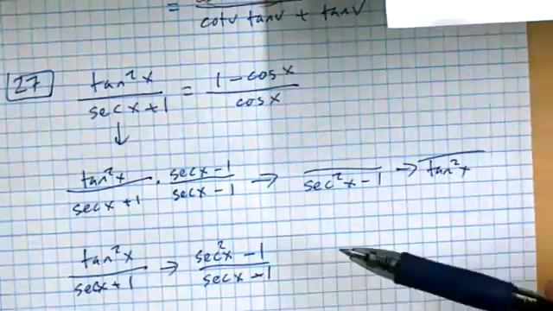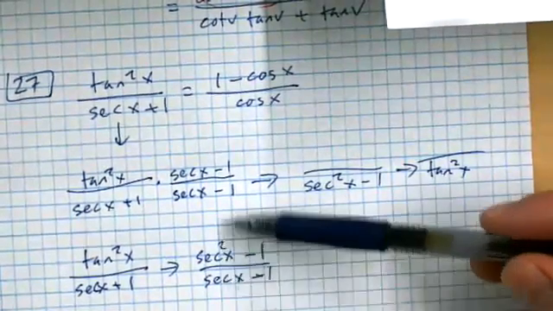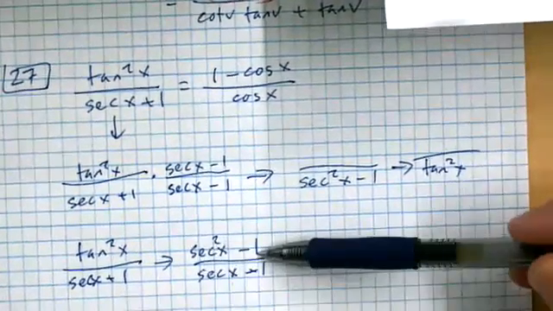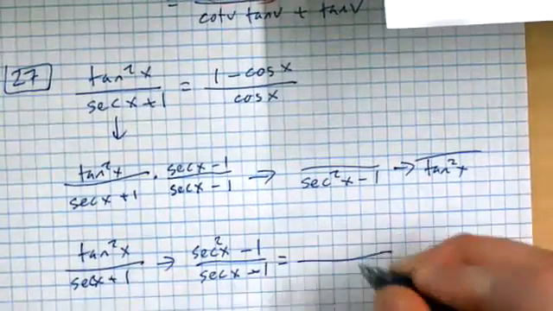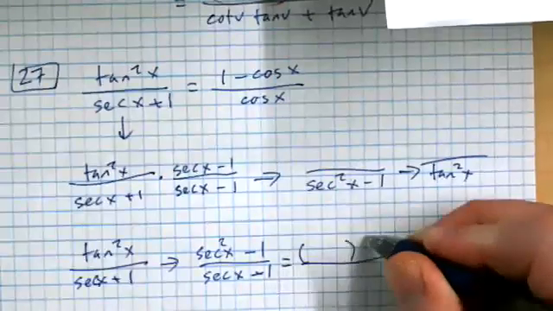Now, last year we went round and round. I had some students who wanted to cancel some of these secants. Can you do that? Because of the pluses and minuses? No. What can you do with secant squared x minus 1, though? You can factor that, can't you? That's a difference of squares. What would you get if you factored it? So you would get secant x plus 1, secant x minus 1.